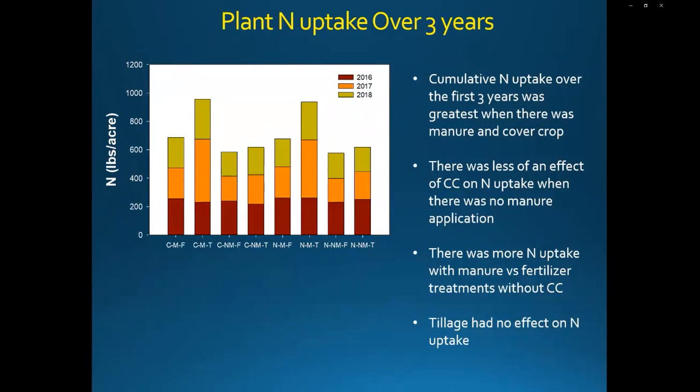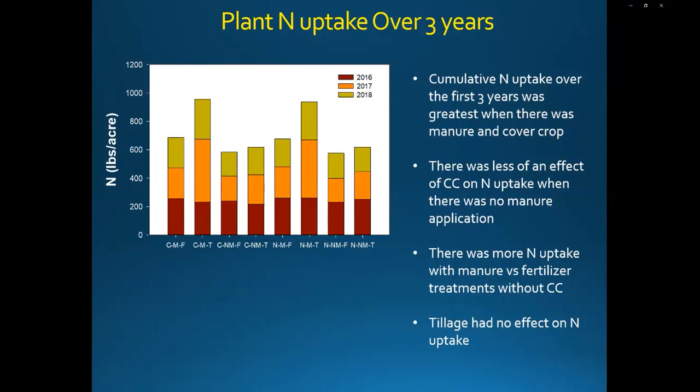Plant nitrogen uptake over the 3 years, the cumulative uptake was greater when there was manure and cover crop, of course, because the cover crop pulls out an additional amount of nutrients. However, there was less of an effect of the cover crop when you just had fertilizer. It was that huge boost in biomass that we got with the addition of manure that was generating these larger uptakes of nutrients with the triticale.